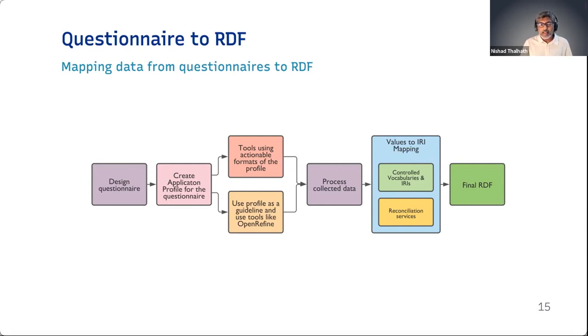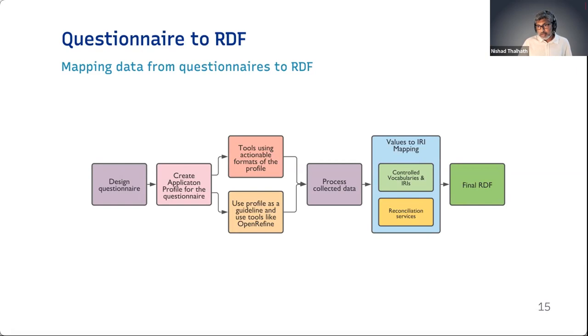So we have the profile, then we process the data based on the actionable profile. Then we map the values to IRIs, using a reconciliation service if you use OpenRefine, or anything that is capable of doing reconciliation to IRIs. Then finally we produce the RDF. This is the model we proposed in the paper.